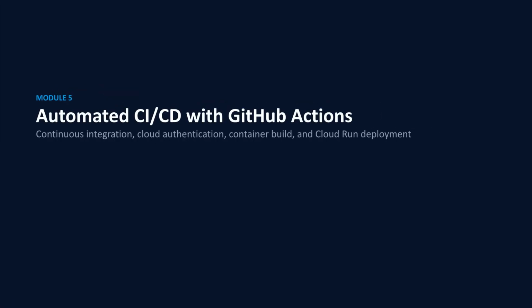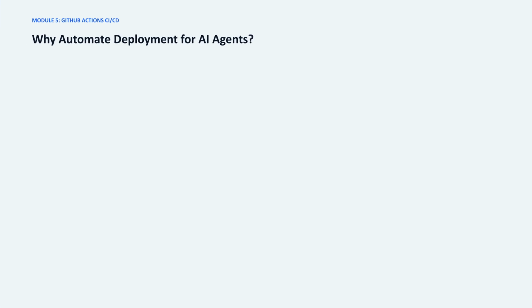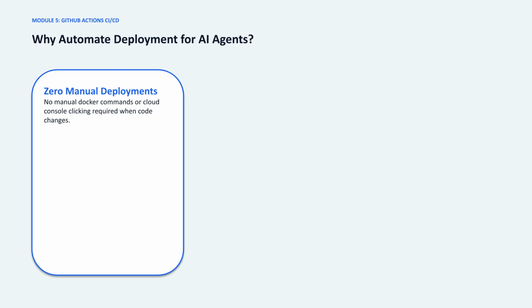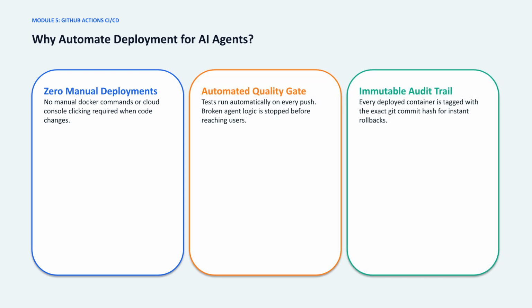In Module 5, we will automate everything with GitHub Actions. We'll set up a continuous integration and deployment pipeline that builds, tests, and deploys our agent every time we push code to the repository. Automating your deployment is a force multiplier for AI engineering. It removes the risk of manual configuration errors, enforces consistent quality gates through automated tests, and provides an immutable audit trail for every single deployment.